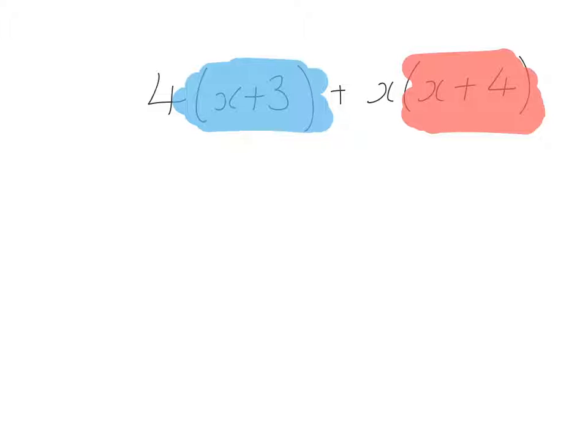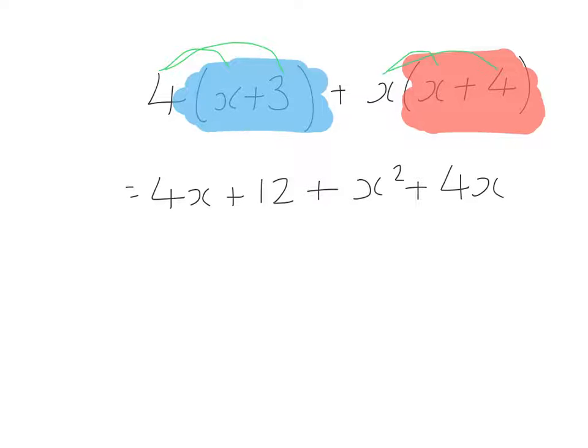Okay, so 4 times x is 4x. Four times plus 3, so 4 3s are 12. Then I'm told to add, so I'm adding on. x times x is x squared. x times 4, 4x. I am not finished. Here you can see that in this expression I've got 4x here, I've got 4x here. So essentially I've not simplified.